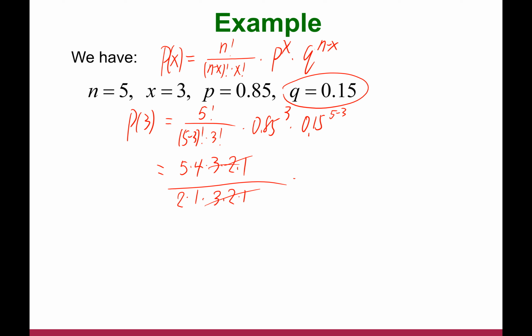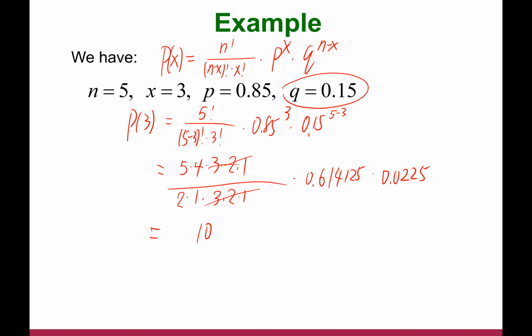And let's see what is 0.85 to the third power. That's 0.614125. 0.15 to the second power is 0.0225. Okay, so now we proceed. It will be 10 times 0.614125 times 0.0225. And the result should be, let's see.